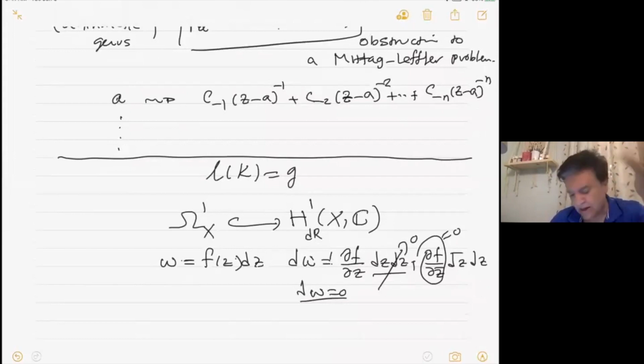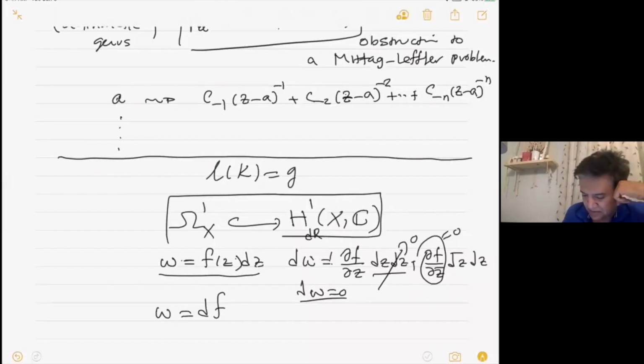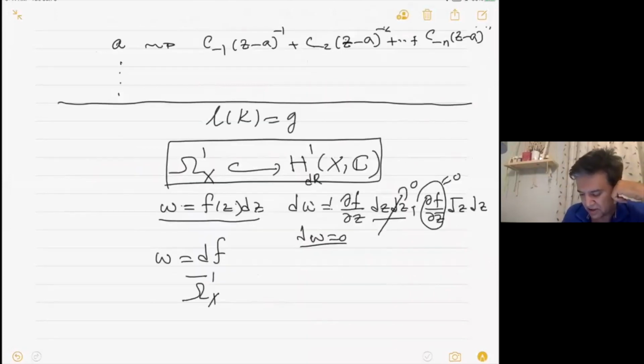And why is this an embedding? This is because we can't find a holomorphic function whose differential is omega, because there are no nonconstant holomorphic functions on x because of Liouville's theorem. They're only constant functions, and the only omega that is equal to d of some constant function is 0. So this means that you have such an embedding. And similarly, you can embed anti-holomorphic one forms, the complex conjugates.